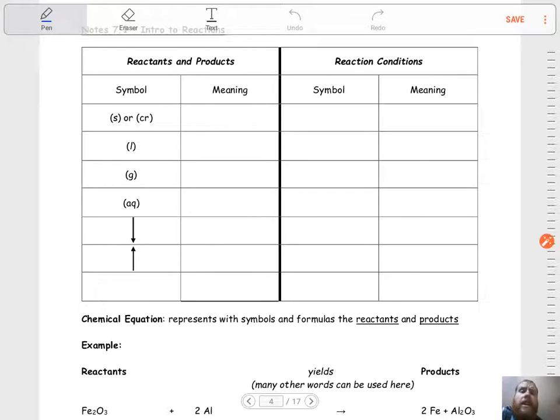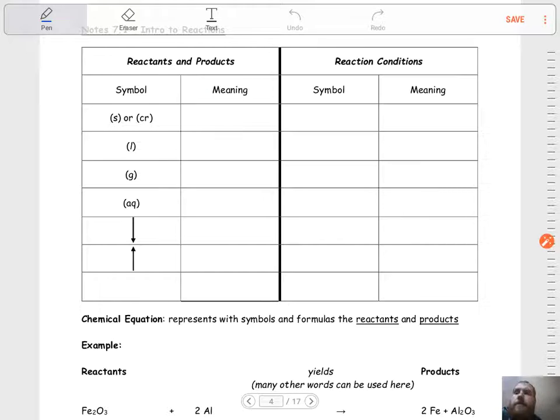Best thing you can do is make flashcards, or if you don't want to do those, I do have a graphic organizer that I can give to you in person. Just ask me for it, and I'll make copies, so you can go through and have all the different symbols and their meanings. So you can ask me for that, and I'll give it to you.